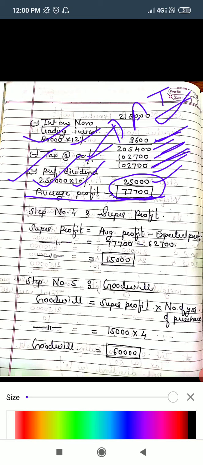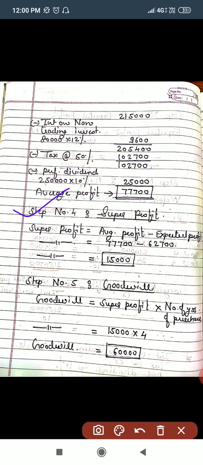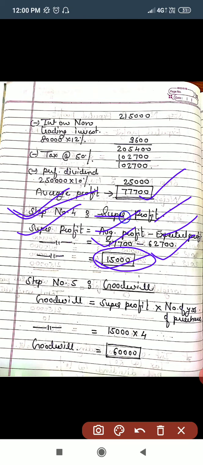Now the step number 4, that is calculation of the super profit. Yes, super profit is equal to average profit minus expected profit. The expected profit we have already calculated in our step number 2, and average profit is an outcome of our step number 3. So 77,700 is our average profit. Our expected profit is 62,700. You are getting the super profit of rupees 15,000 over here. Here we have completed our step number 4, super profit.